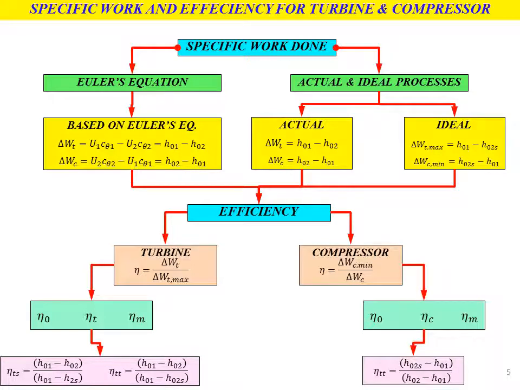Other than the general efficiency formula, in order to determine the efficiency for the turbine and the compressor, you can use the total to total efficiency formula for the turbine, and the isentropic efficiency for the compressor will also be represented by the total to total efficiency for the compressor.